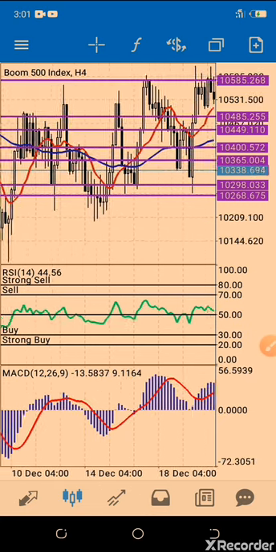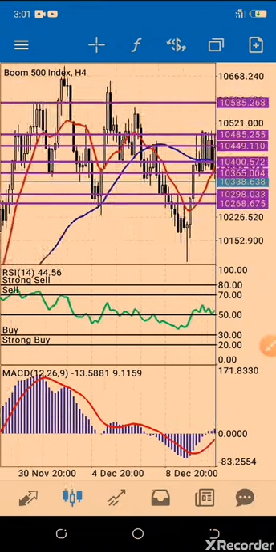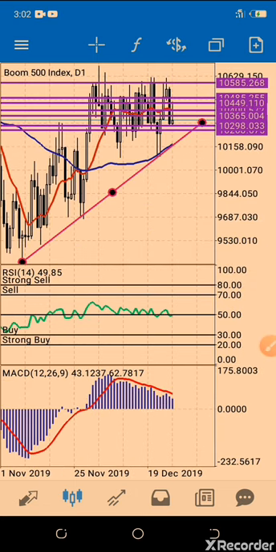Okay, any good and experienced forex trader will tell you that in forex trading, the trend is your friend until the trend says otherwise. All right, so you always follow the trend. You are following the trend and it's guiding you.